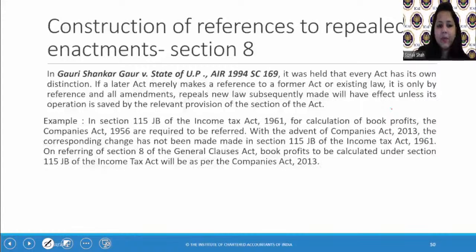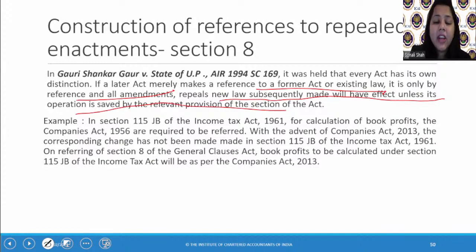Is this clear? So in this case, which is Gauri Shankar Gaur versus State of UP, it was held that every act has its own distinction. If a latter act merely makes a reference to a former act or existing law, it is only by reference, and all amendments, repeal, new law subsequently made will have effect unless its operation is saved by a relevant provision. So if you remember, when the Companies Act 2013 was coming into effect in phases, there were some provisions of Companies Act 1956 that were saved for having effect. So this is what is said by the court.